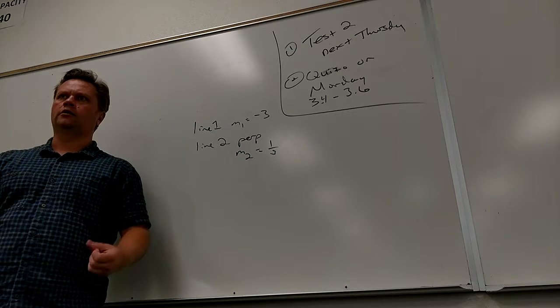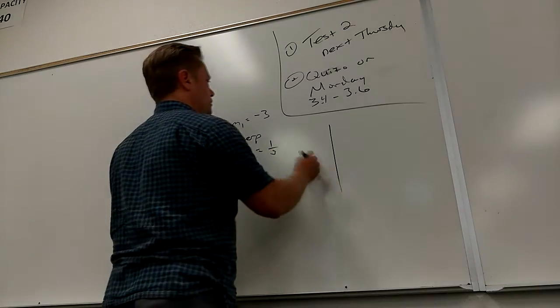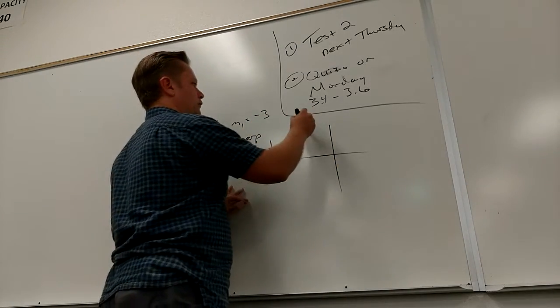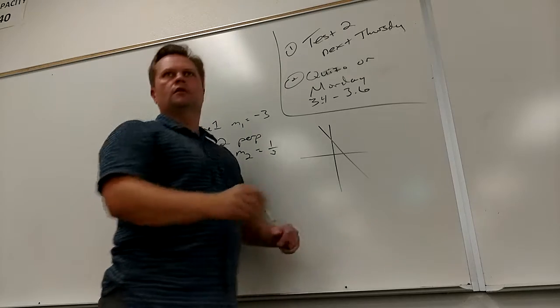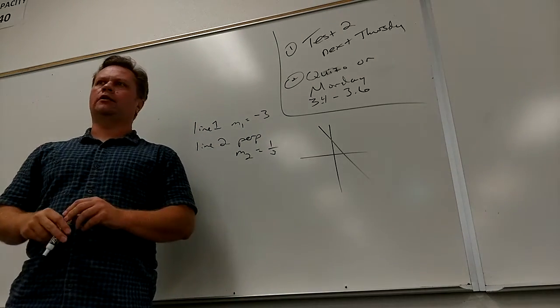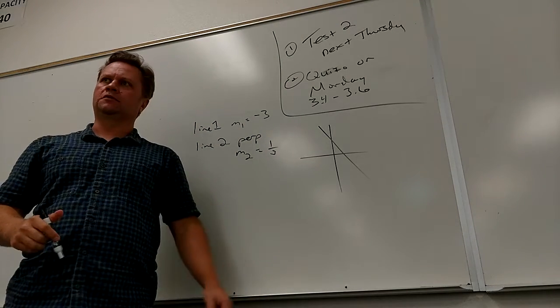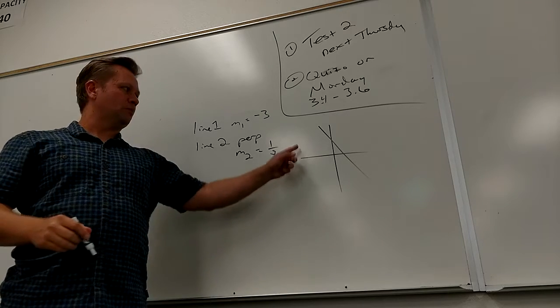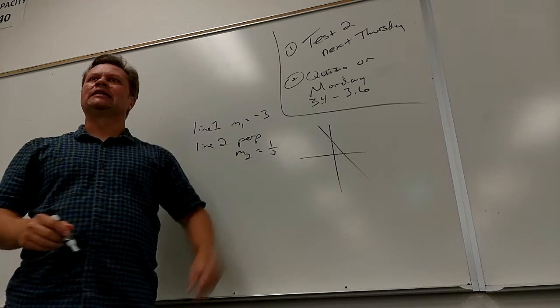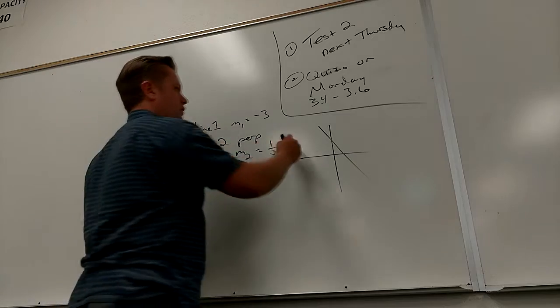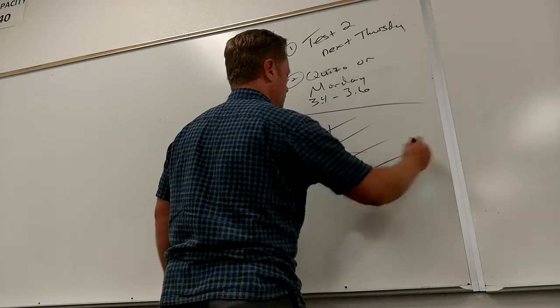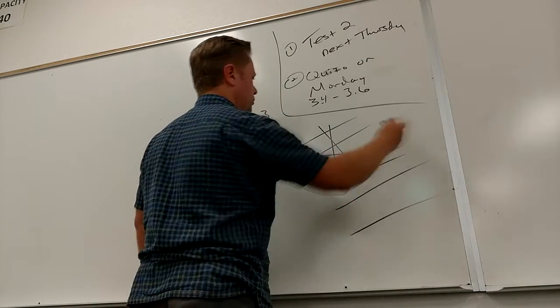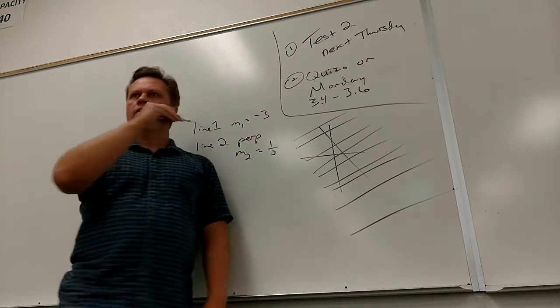It doesn't matter. So let's draw a line. It's got a slope of -3, so it looks like maybe this. How many lines are there that are perpendicular to this? How many lines are perpendicular to this line? An infinite number. Here's one. Here's another one. Here's one. Hey, what about this one? What about that one? What about in between there? What about this one? What about that one?